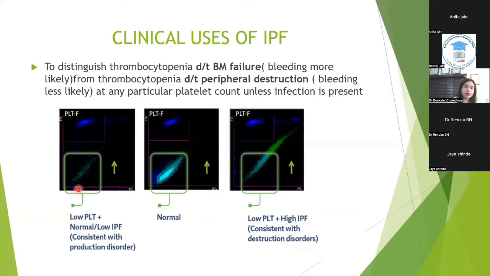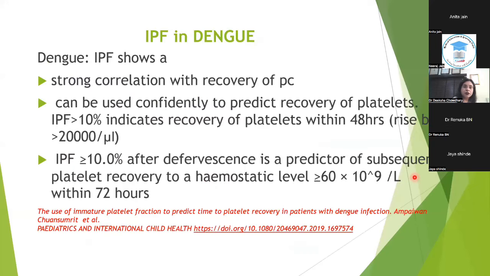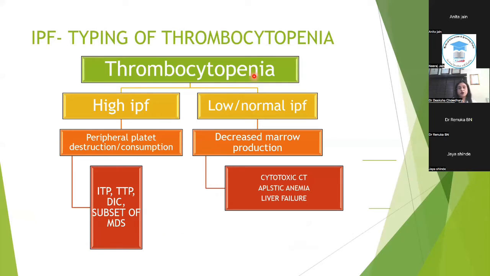While here we can see that there is thrombocytopenia, but there is no IPF fraction. So these are the cases of production disorders. So thrombocytopenia can be differentiated on the basis of IPF into high IPF and low or normal IPF thrombocytopenias. High IPF cases are seen with peripheral platelet destruction like ITP, TTP, DIC, and a subset of MDS, while decreased marrow production is seen in cases of low IPF patients. So these are the cases of aplastic anemia and cytotoxic chemotherapy.